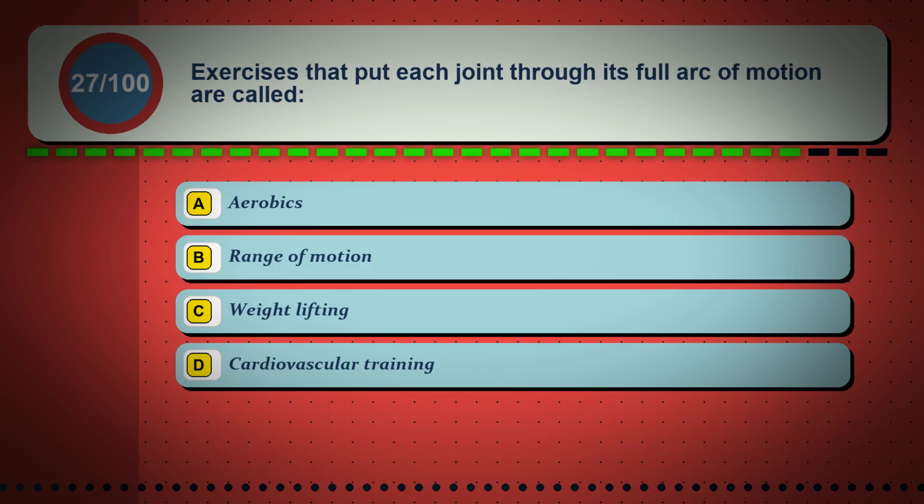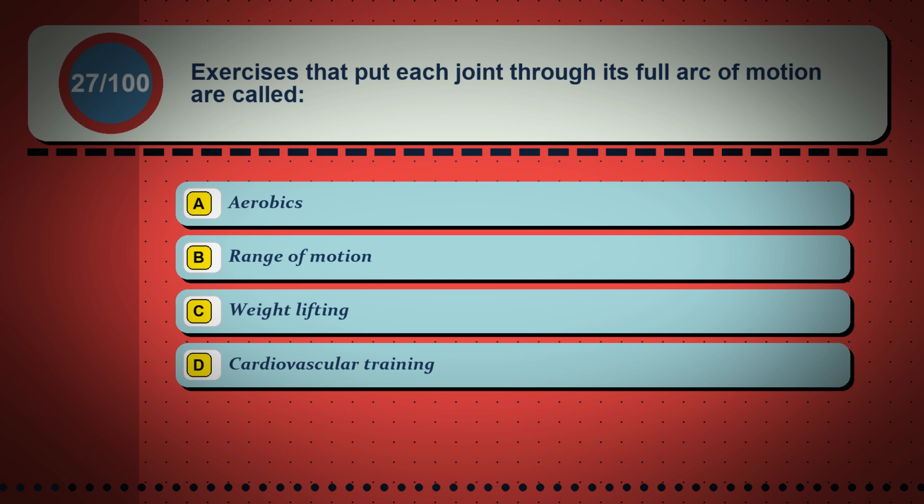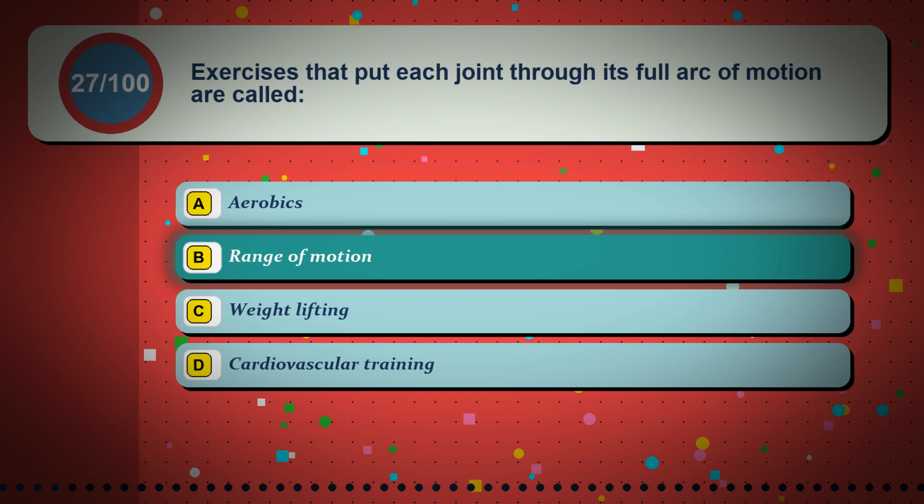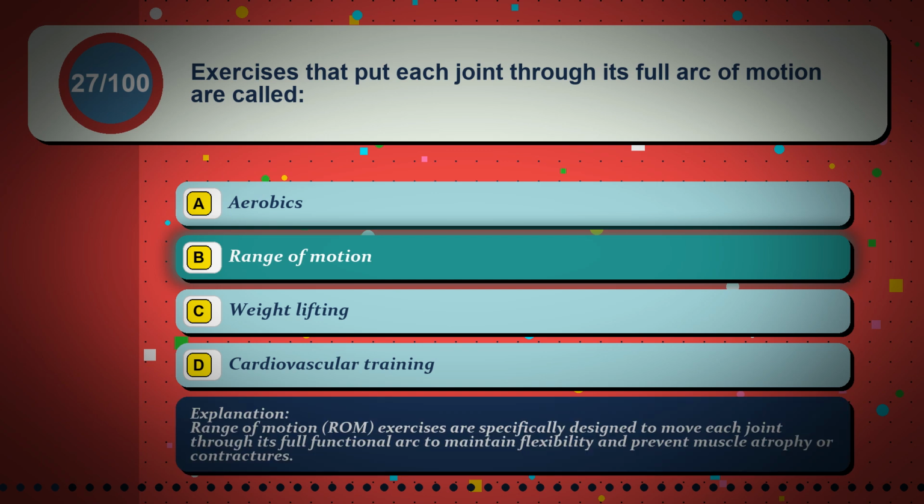Question 27. Exercises that put each joint through its full arc of motion are called option A. Aerobics. Option B. Range of motion. Option C. Weight lifting. Option D. Cardiovascular training. The correct answer is option B, range of motion. Range of motion, ROM, exercises are specifically designed to move each joint through its full functional arc to maintain flexibility and prevent muscle atrophy or contractures.